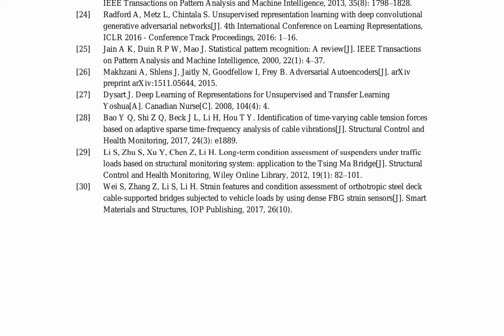The references provide a valuable resource for researchers and practitioners in the field of structural health monitoring and machine learning, and serve as a testament to the author's dedication to scholarship and academic rigor.